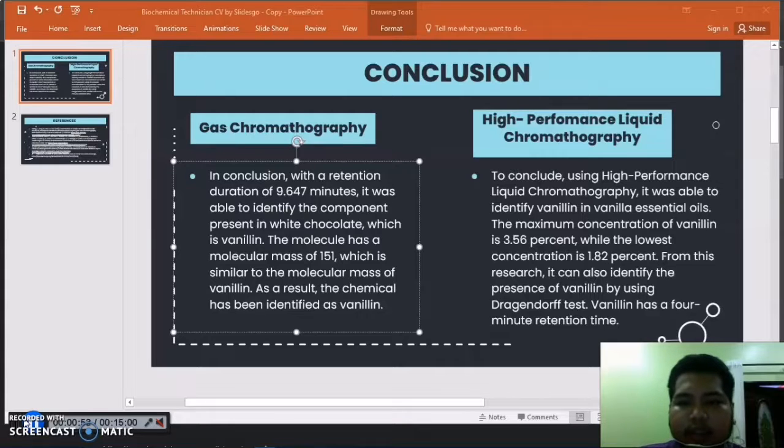Next is the conclusion of high performance liquid chromatography. To conclude, using high performance liquid chromatography, it was able to identify vanillin in vanilla essential oil. The maximum concentration of vanillin is 3.56%, while the lowest concentration is 1.82%. From this research, it can also identify the presence of vanillin by using the Dragendorff test. Vanillin has a 4-minute retention time.